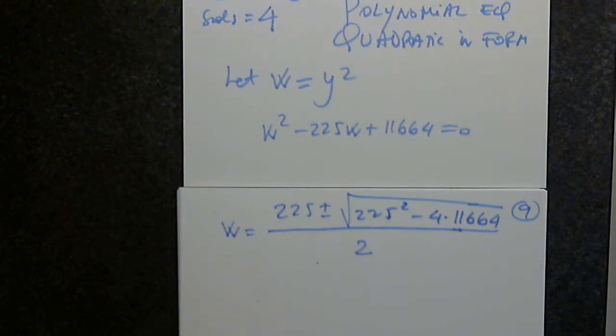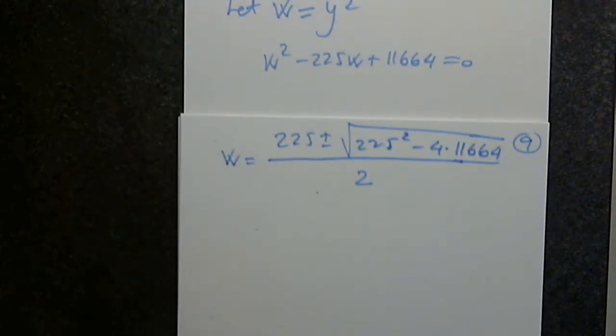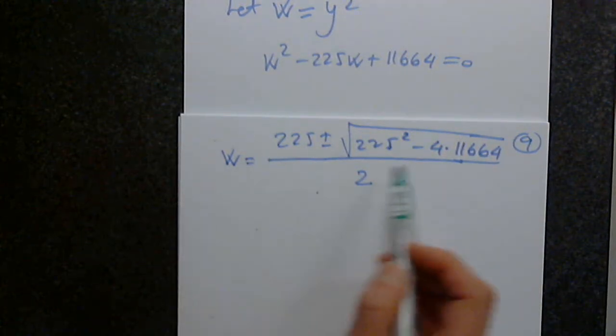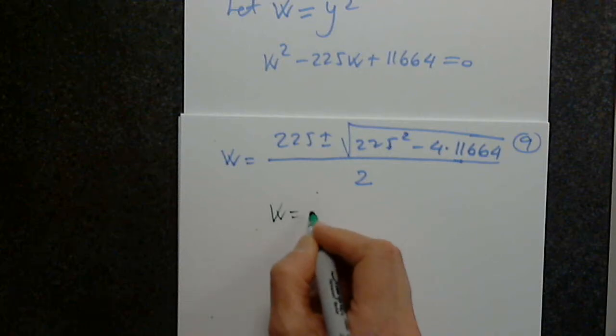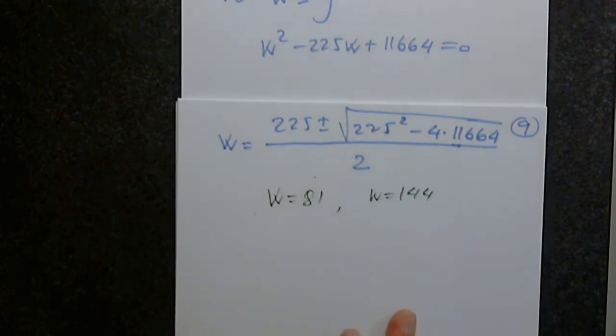We have 81 and 144. So this is our W. Please keep in mind parentheses around the top and parentheses around the denominator. Since the denominator in this case is just one factor, you can get away without it, but not around the numerator. So we have W equals 81 and W equals 144.